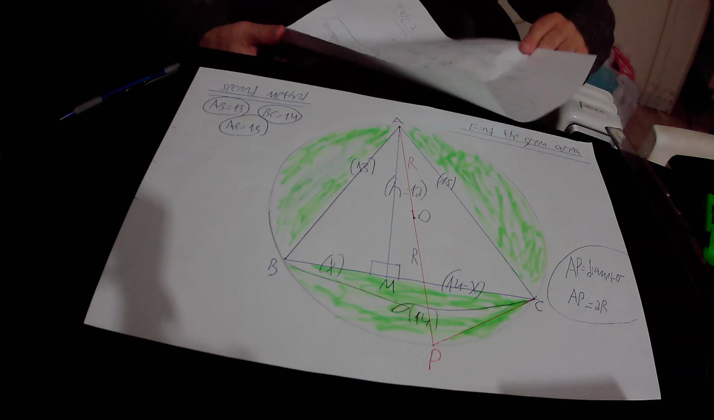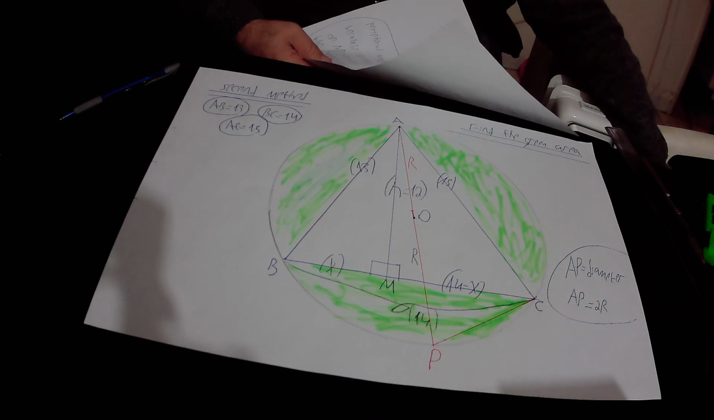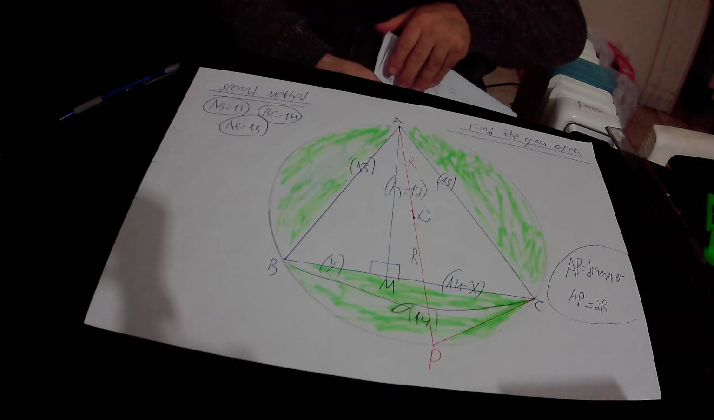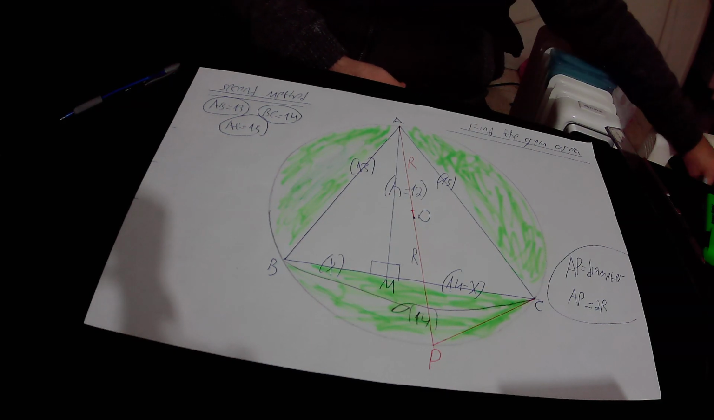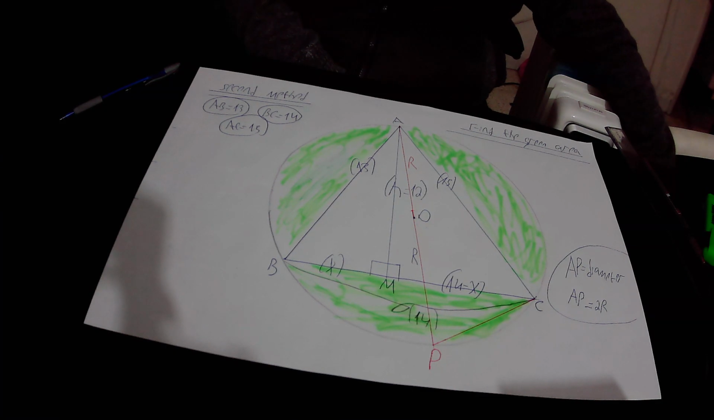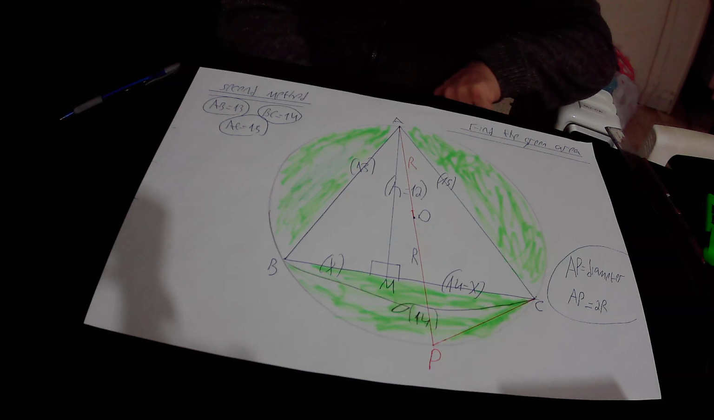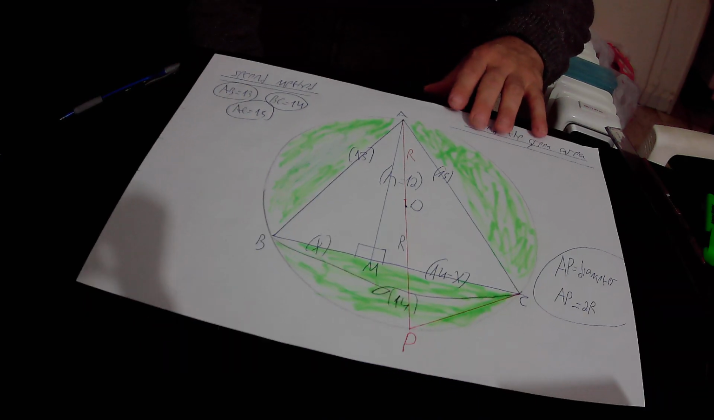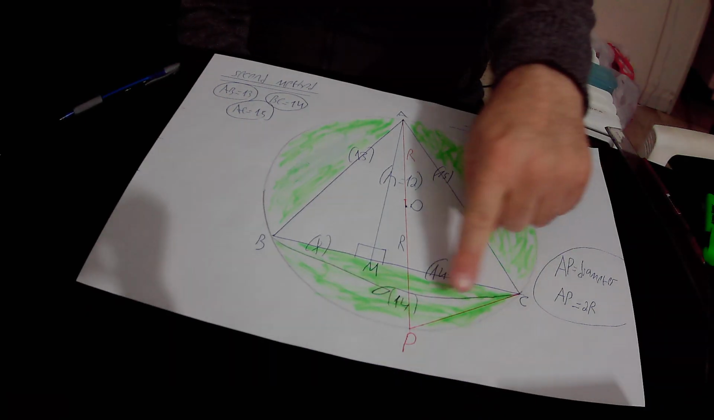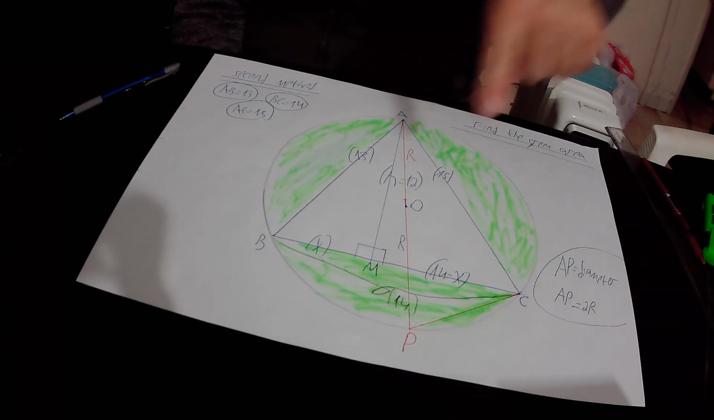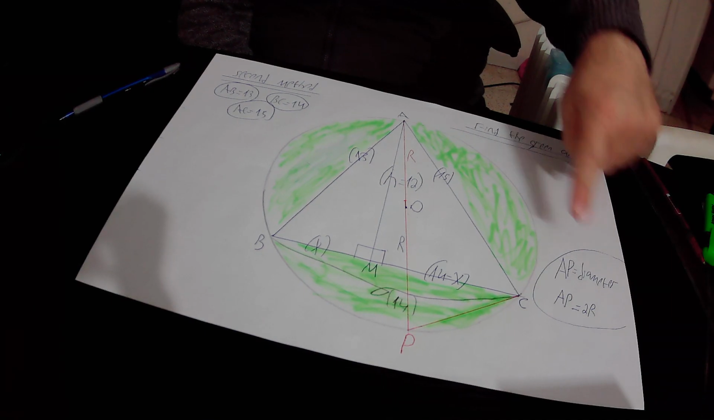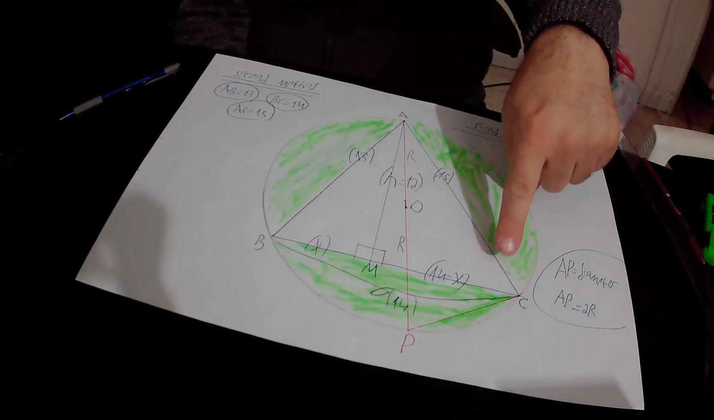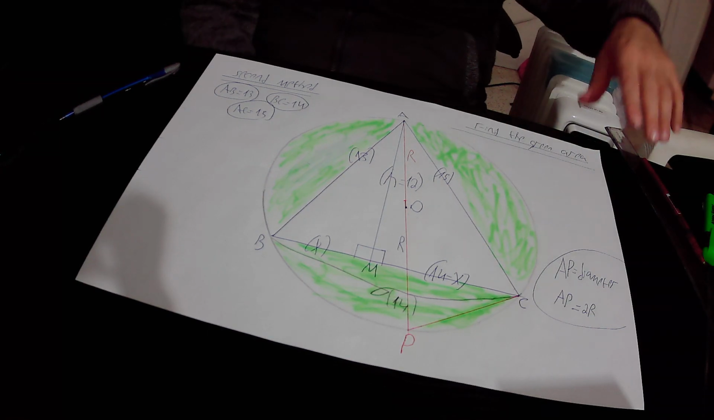So we can actually implement rule number 7 in our drawing. Why? Because in our drawing we have peripheral angle ACP that rests on AP, that is the diameter of the circle. Therefore, peripheral angle ACP, according to rule number 7, must be equal to 90 degrees.